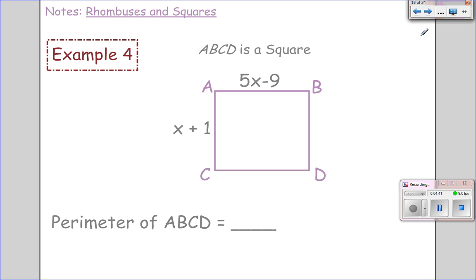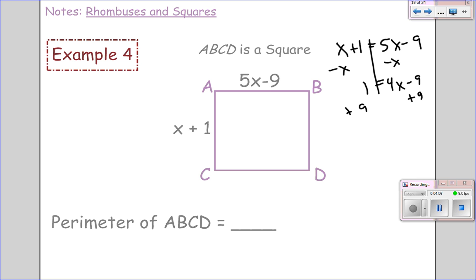Now we have ABCD, that's a square. So what's going to be true about these two sides? Well, they're going to be congruent because if it's a square, it's also a rhombus. So subtract x. So 1 equals 4x minus 9. Add the 9. So 10 equals 4x. And divide by 4. So x equals 2.5. So if you plug in 2.5, you get 3.5 for each side. Do that 4 times, and you get 14 is the perimeter.